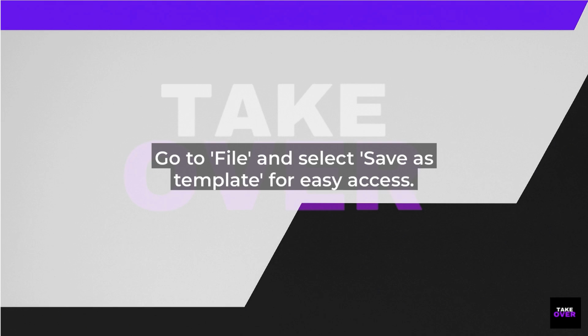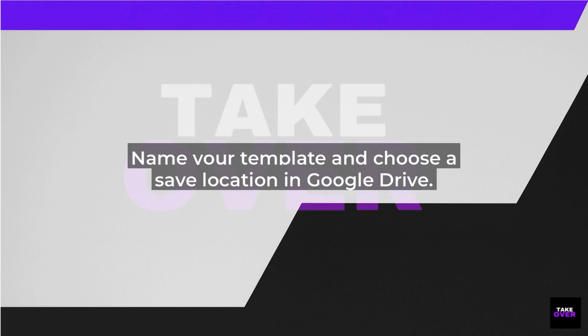Now, for the key step: saving it as a template. Go to File in the top menu, then select Save as Template. In 2025, Google has made this even easier with new options like custom categories and sharing settings.